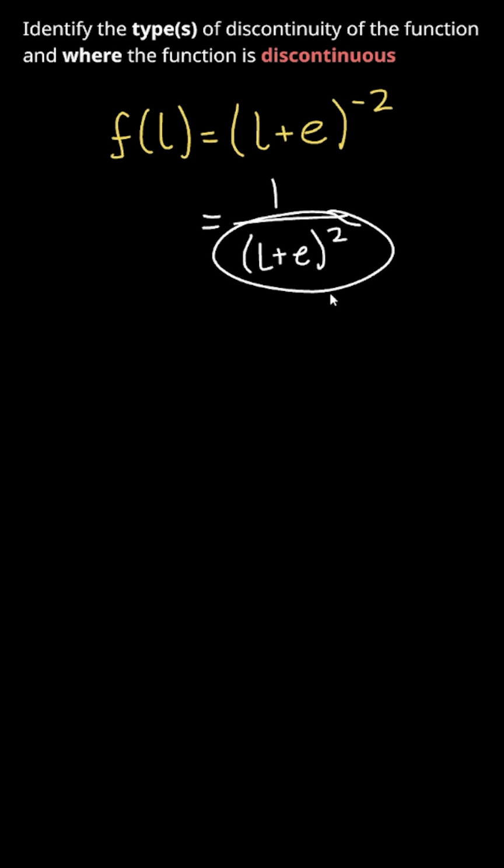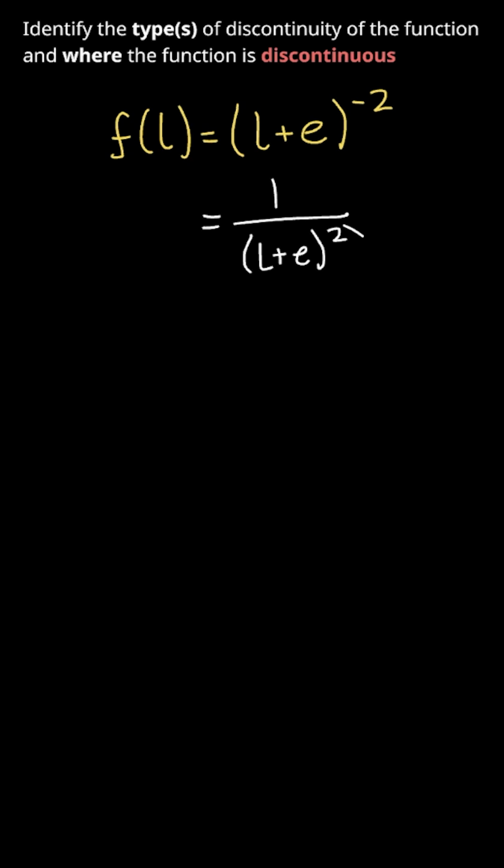See, if you know your rules of exponents, then you should know that a negative exponent is the base, but as, guess what, a denominator. So really what we're looking at isn't L plus e to the negative 2. What we're looking at is actually 1 over (L plus e) squared. So as a matter of fact, there was a denominator hiding in our view.